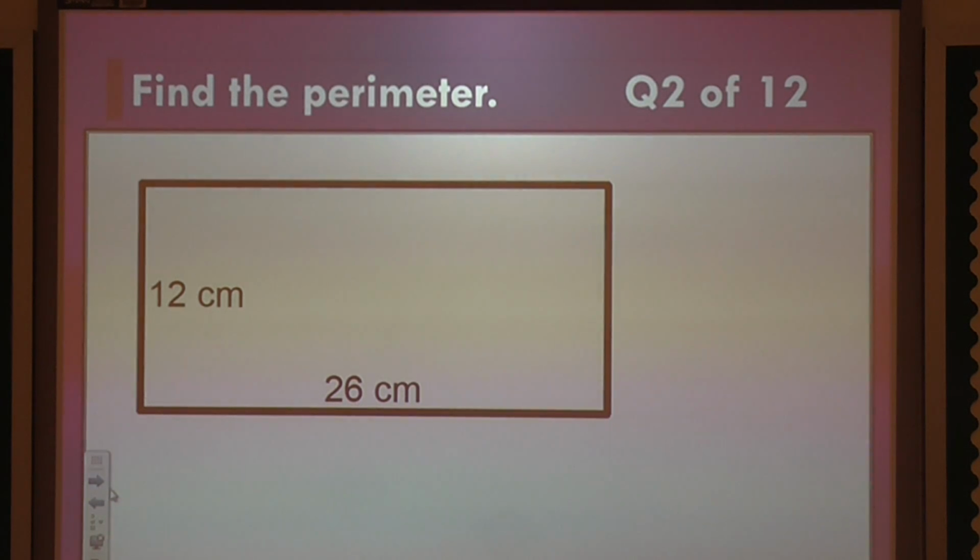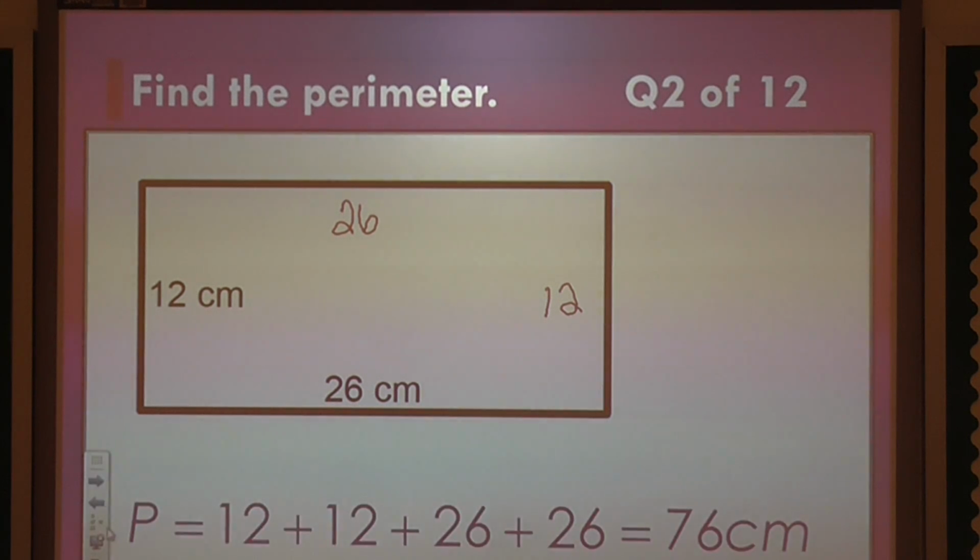All right, find the perimeter of this rectangle. Well, if this is 12, that means this is also 12. If this side's 26, that means that the side opposite that is also 26. So I've got 12 plus 12 plus 26 plus 26, and that equals 76 centimeters.